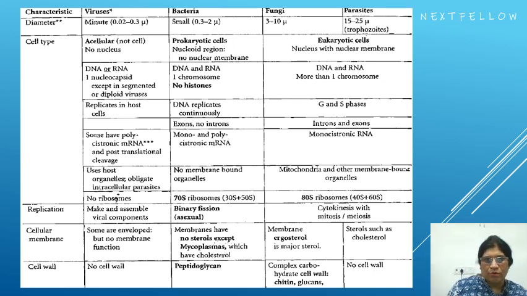Viruses use the host organelles and they are obligate intracellular parasites, whereas for the bacteria there is no membrane-bound organelle. In fungi and parasites, mitochondria and other membrane-bound organelles are there. Viruses have no ribosomes. Bacteria have 70S ribosomes, 30S plus 50S, and fungi and parasites, being eukaryotic cells, have 80S ribosomes, that is 40S plus 60S.